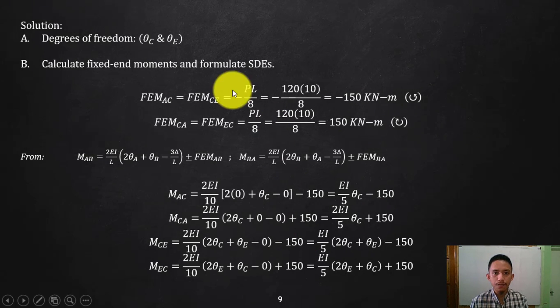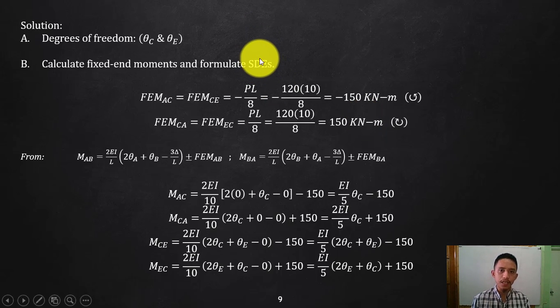Okay, so that is your fixed end moment. Once we already have this fixed end moment, we can now formulate our SDE. This is your slope deflection equation. So again, that contains your degrees of freedom. These are your variables for our equations.